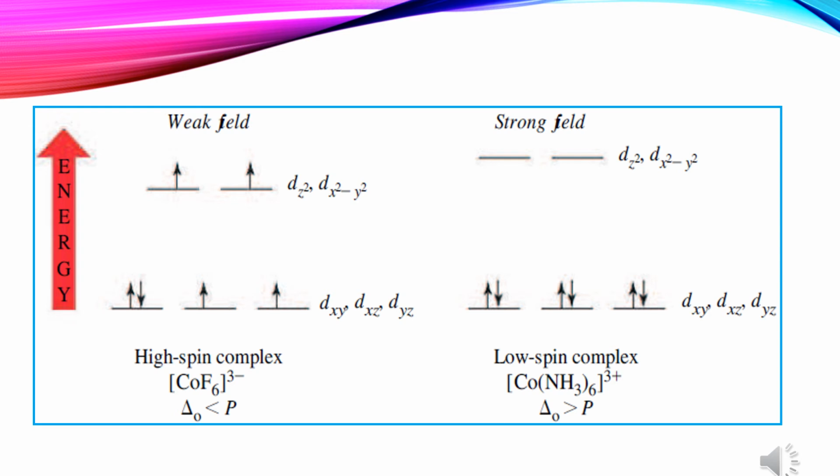Ligands that give rise to large differences between the energies of the t2g and eg orbitals are called strong field ligands. If the difference between the energies of the t2g and eg orbitals is small, then they are weak field ligands.